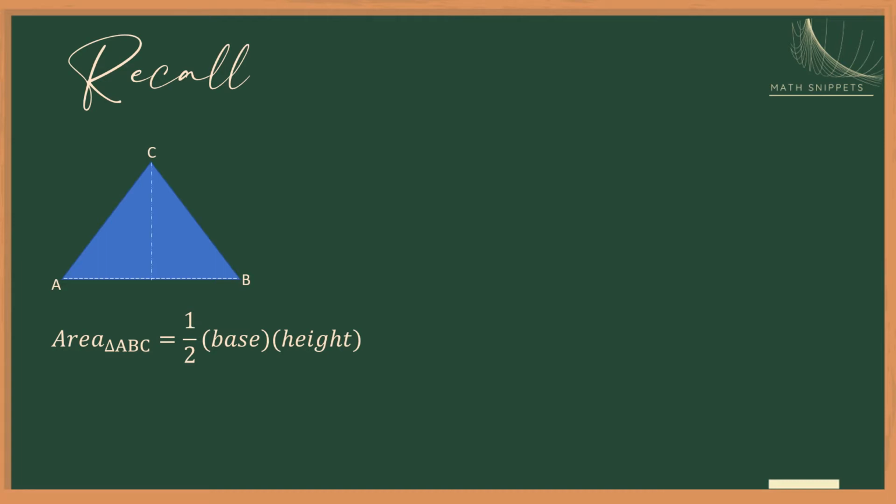And the height is given by CD, where D is a point between A and B such that CD is perpendicular to AB. Okay? So therefore, we have the area of triangle ABC is equal to the product of 1/2 the length of AB and the length of CD.